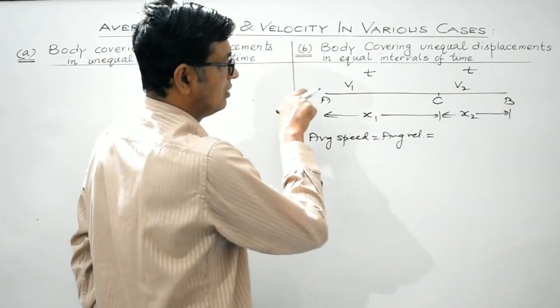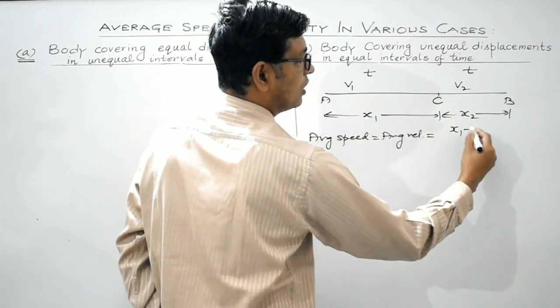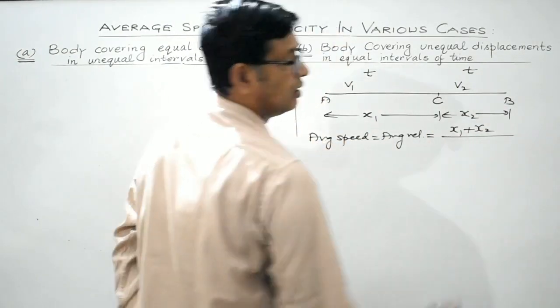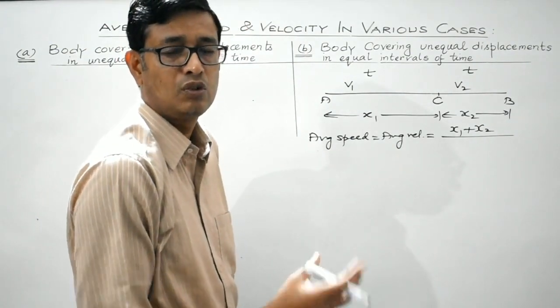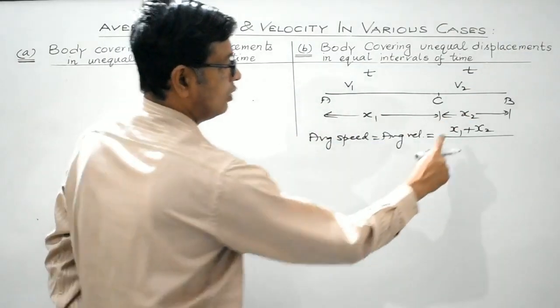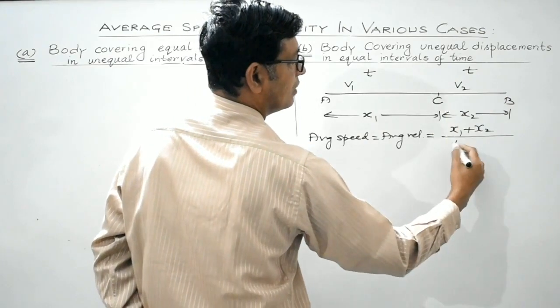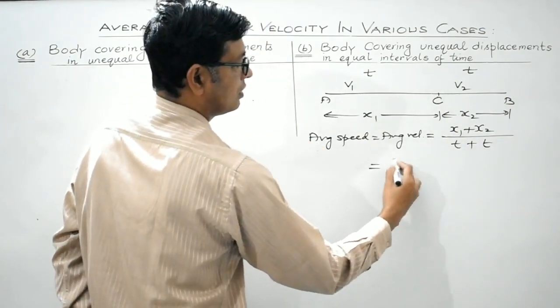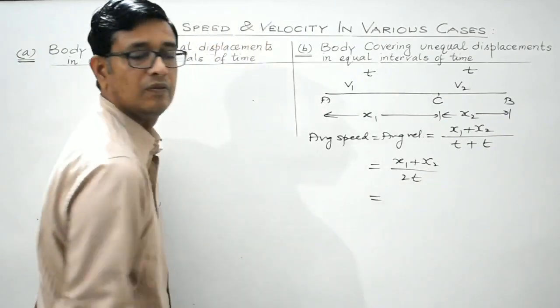Total path length from A to B. What is the total path length? That is x1 plus x2 divided by total time. Speed or velocity is total path length divided by total time taken. So the total path length divided by total time is t plus t, that is x1 plus x2 divided by twice t.